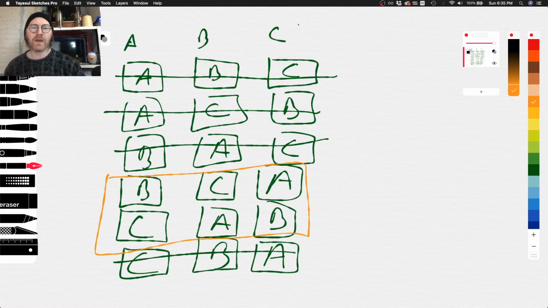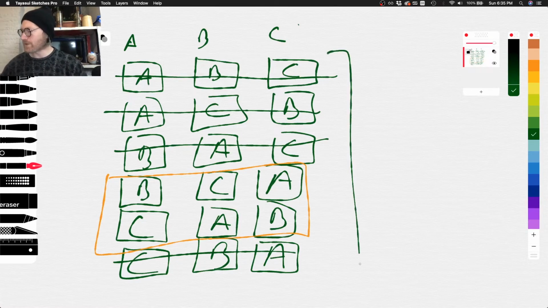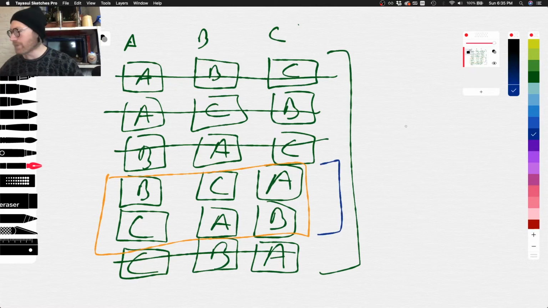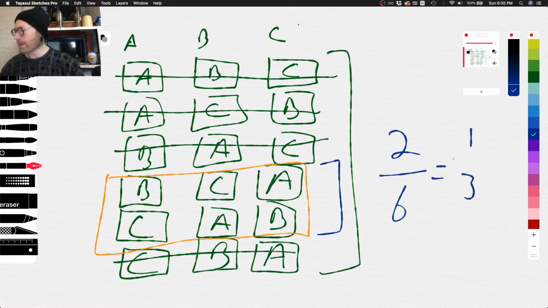We can see that we have 2 derangements, and the probability that none of the hats gets put into the correct place is obvious here, right? If we consider this as our space and these 2 as our subspace, then we have 2 out of 6, or 1 out of 3. So there's a 1/3 chance that we're going to have a derangement.